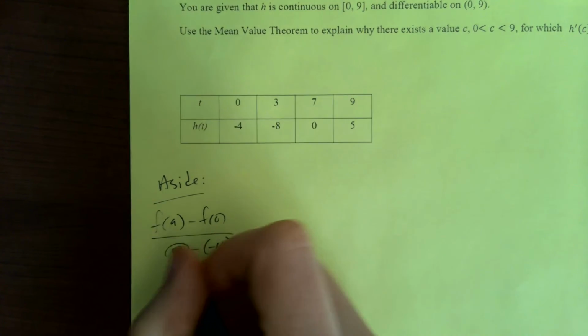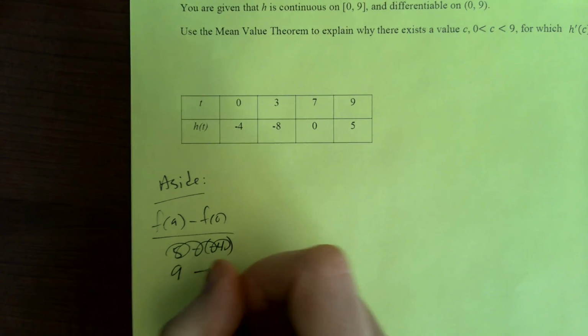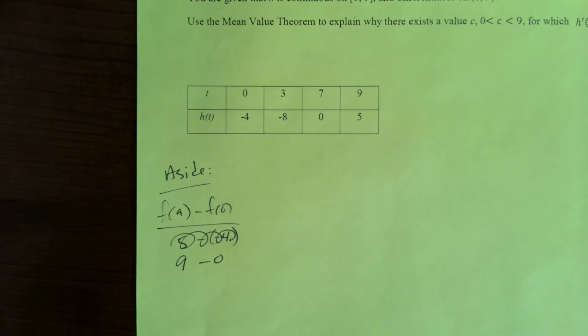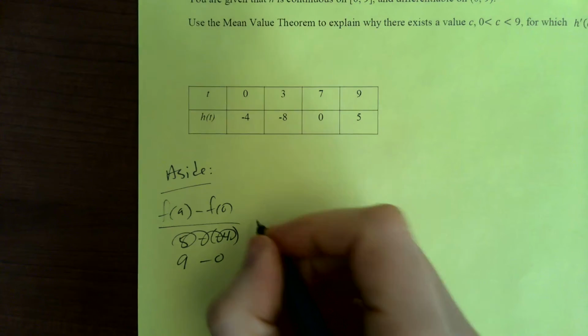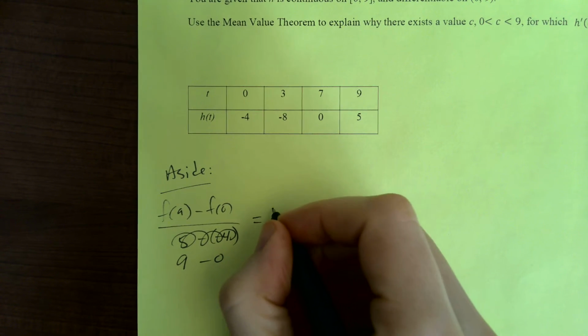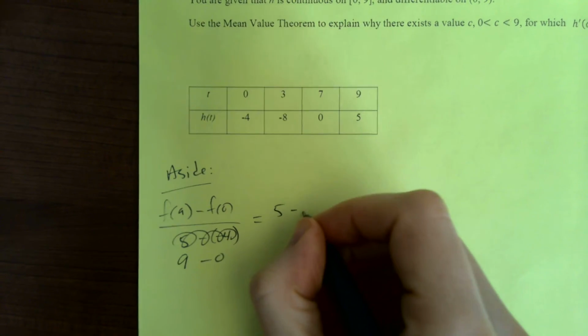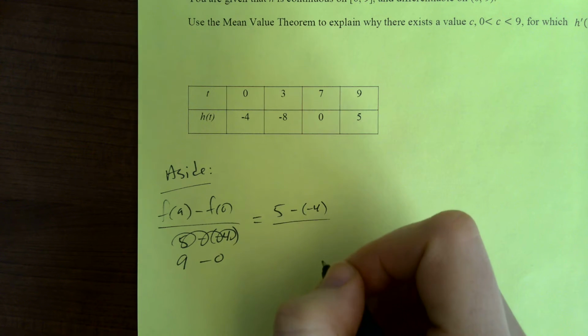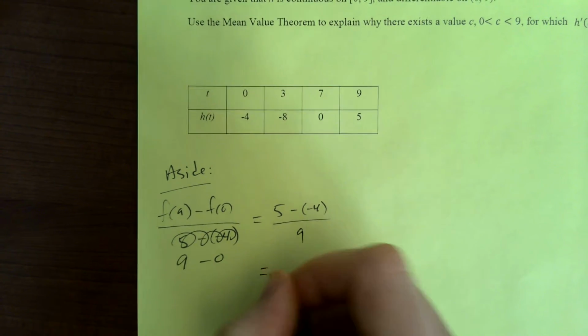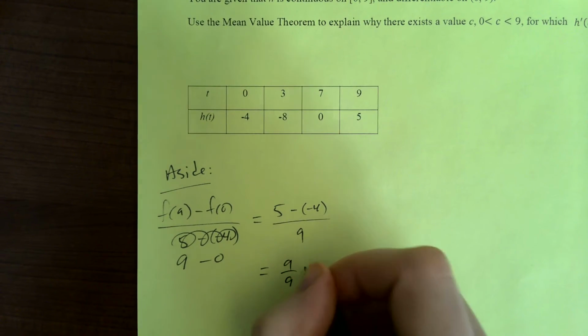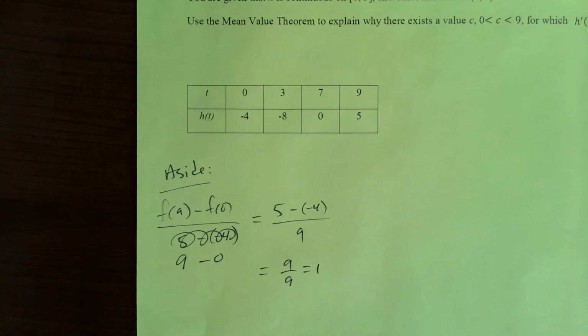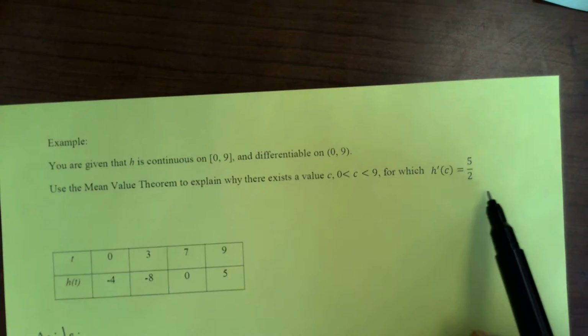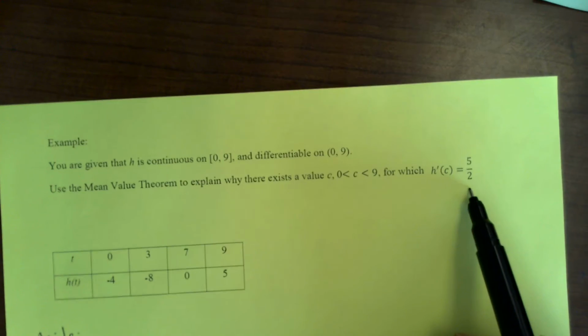I'm wrong. 9 minus 0, whoopsie. Okay, f of 9 is 5. f of 0 is -4. And then 9 minus 0 is 9. That's 9 over 9. That's 1. Guys, that's not 5/2. Okay?